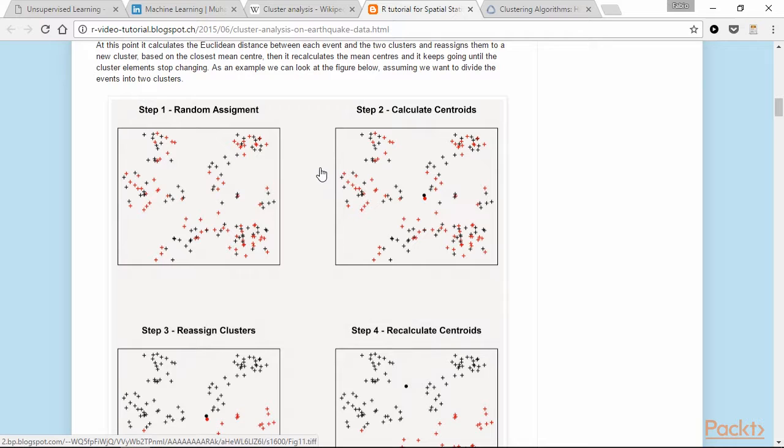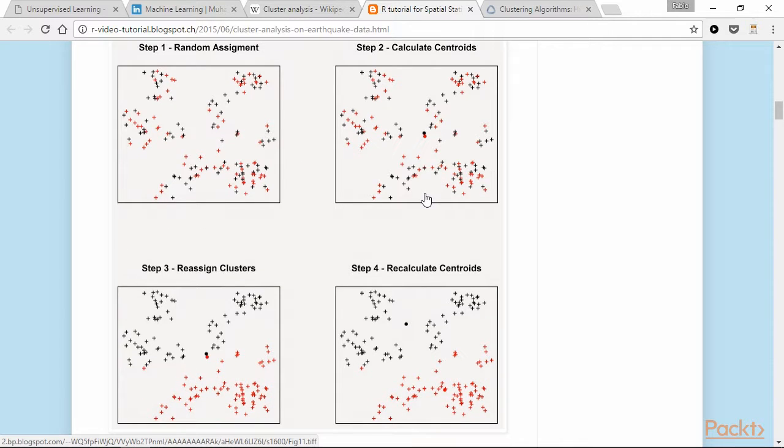Let's say that we want to cluster these points into two groups. The first step is assigning each point to one cluster. Then the algorithm calculates the centroid of the two clusters. In step 3, the points are regrouped based on their distance from the two centroids. Then the centroids of the new clusters are recalculated. This process of grouping and calculating the centroids continues until the location of the centroids does not change.